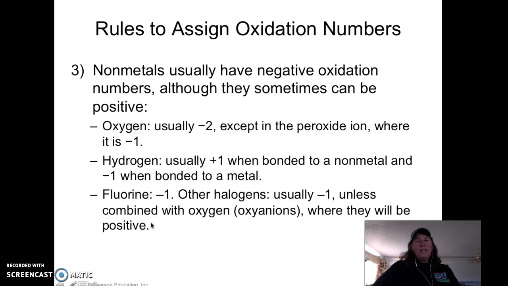The metals are pretty steadfast, okay? If, like calcium, like I said, by itself it's 0, but when it combines with something, it's +2, and that doesn't change, all right? So at least there are some constants in there.